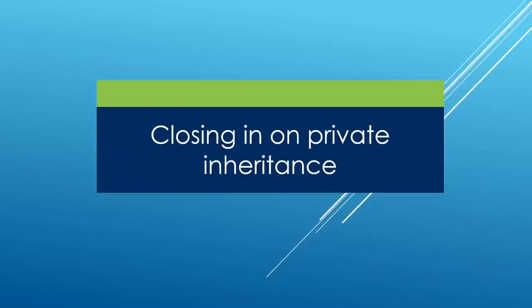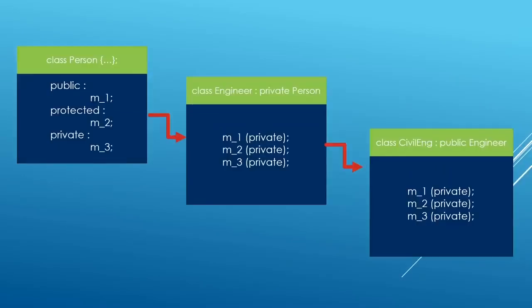In this lecture, we're going to zoom in on private inheritance. And we're going to see that the class that does private inheritance is really selfish. Here is a simple structure we will be using in this lecture. We will set up a person class which is going to act as our base class. We are going to inherit from this class privately and create an engineer class.